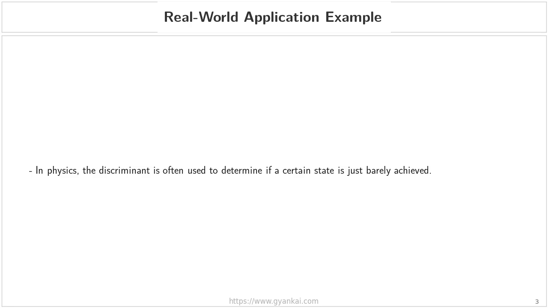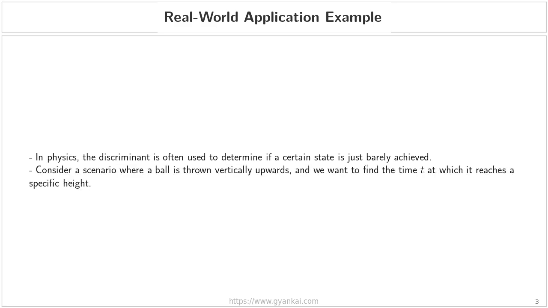Real-world application example. In the field of physics, the discriminant is a powerful tool used to determine if a specific state or threshold is just barely achieved. To make this concrete, let's consider a scenario involving motion. Imagine a ball is thrown vertically upwards, and our goal is to find the exact time, which we will call t, at which the ball reaches a specific height.